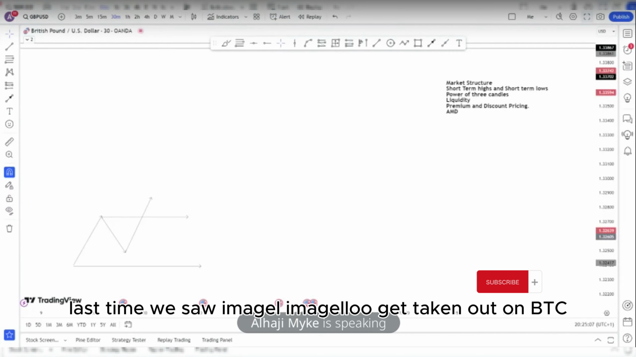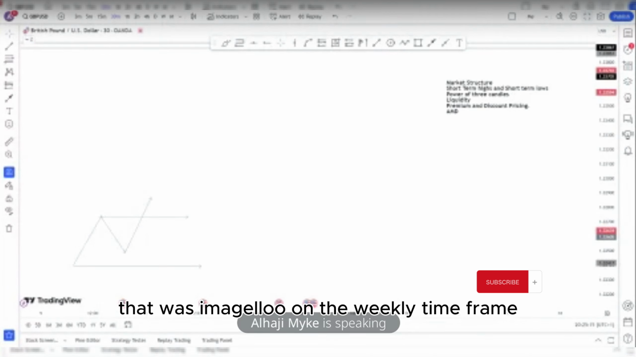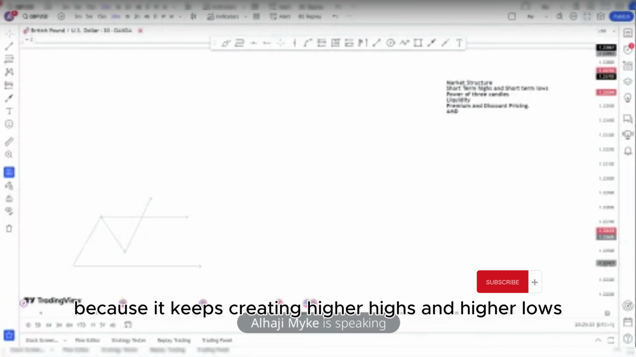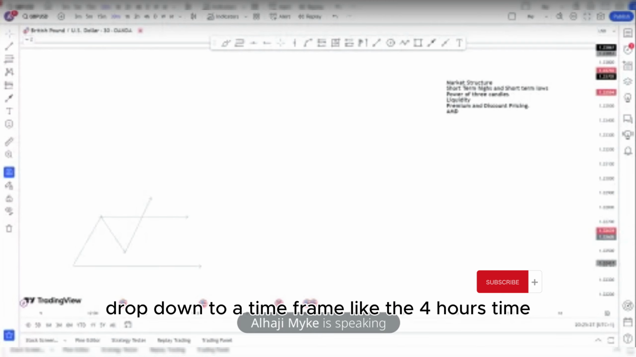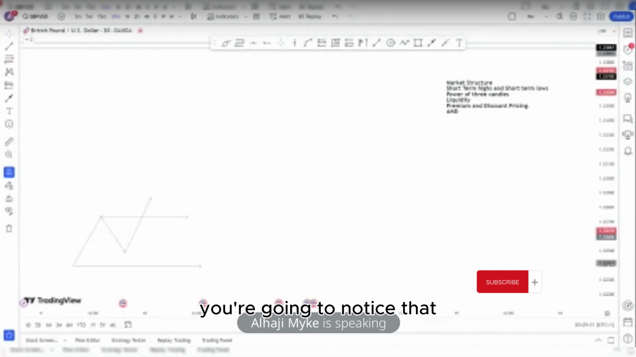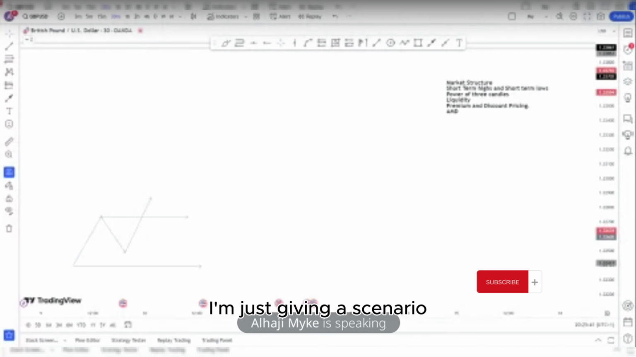Now, I gave you the example of BTC. The last time we saw a major low get taken out on BTC was somewhere around 2017, 2018. That was a major low on the weekly time frame getting taken out, which means on the higher time frame, BTC looks bullish, right? Because it keeps creating higher highs and higher lows. But then when you drop down to a time frame like the 1 hour or 30 minutes time frame, you're going to notice that BTC is now forming lower highs and lower lows. That is, it is bearish.